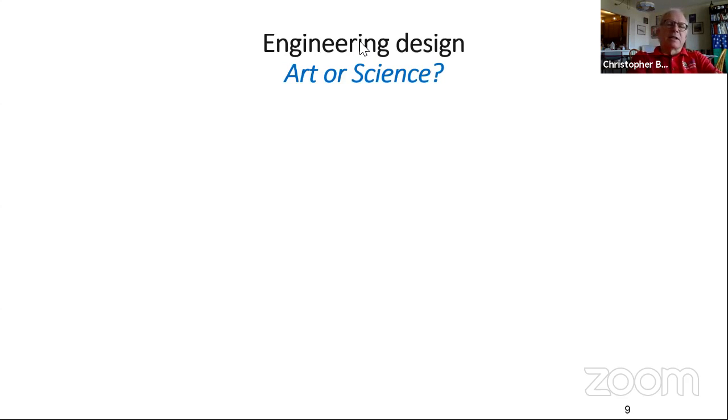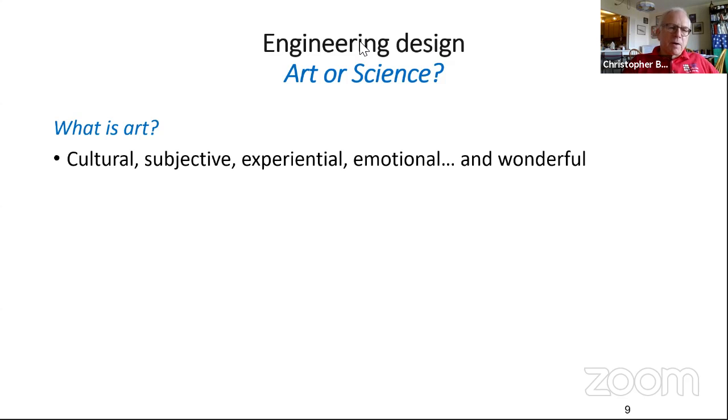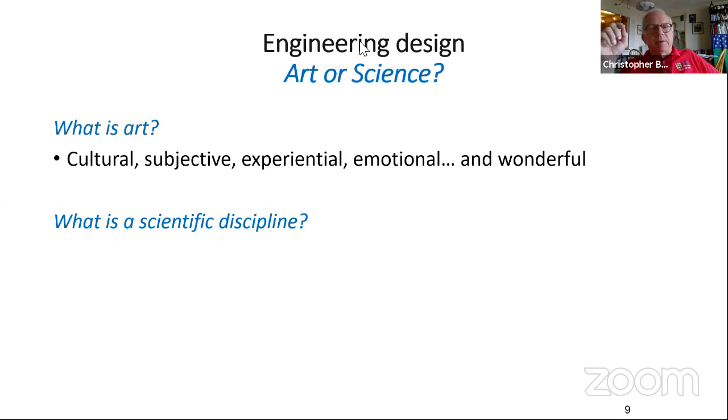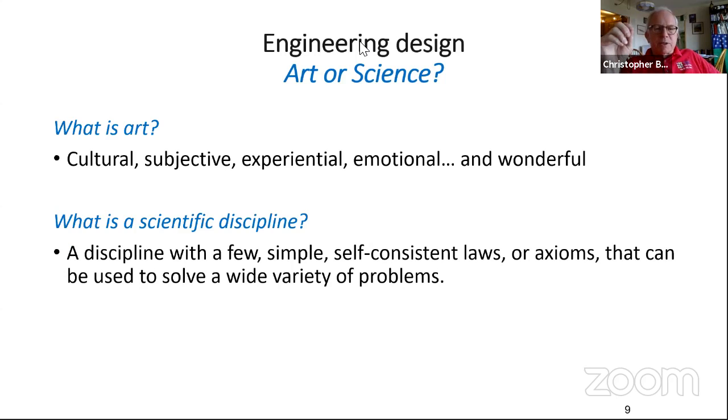So engineering design, is it an art or a science? Many people will argue that it is an art and we can't have axioms. And I think that's one of the problems in acceptance of axiomatic design, even on our campus. Art is beautiful, cultural, subjective, experiential, emotional, wonderful in so many ways. And what is a scientific discipline? So a scientific discipline is one that has a few simple self-consistent laws or axioms that will solve a wide variety of problems.